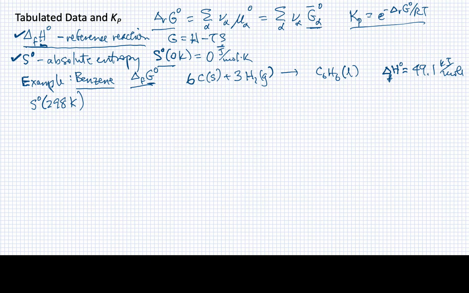I'll sweeten the pot a little bit by saying that that will refer to the absolute entropy of this quantity in this reaction at 298 K. But there are also non-zero values for the absolute entropy of graphite at 298 K and of hydrogen gas at 298 K. Let me fill in what those values are.